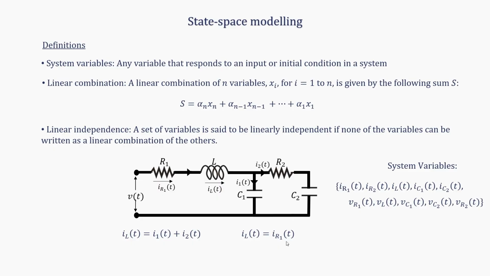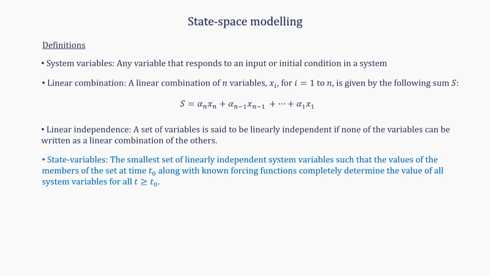Now, why are we talking about linear combinations and linear independence? We first talked about system variables, then linear combination, and then linear independence of variables. We are talking about that so that we can define what state variables are. Remember, we started this topic with the idea that we want to talk about state space modeling. In order to understand state space modeling, we first have to understand what a state variable is.